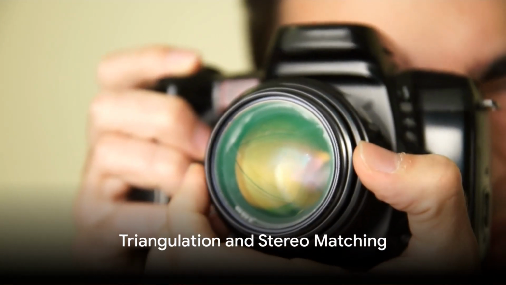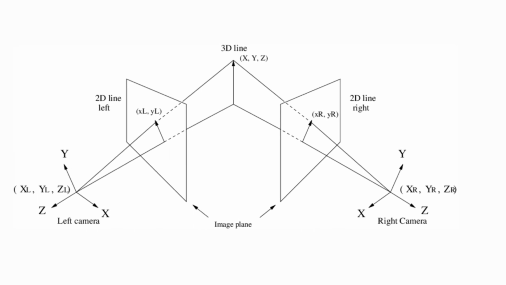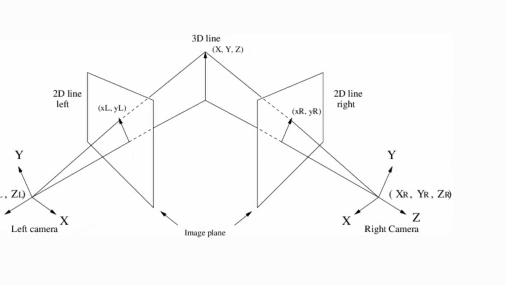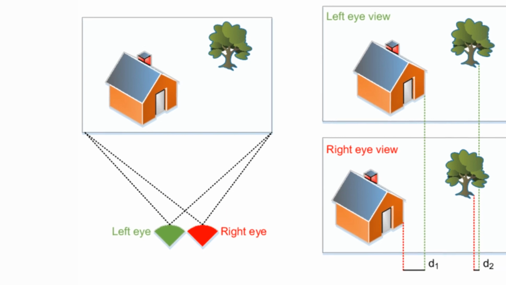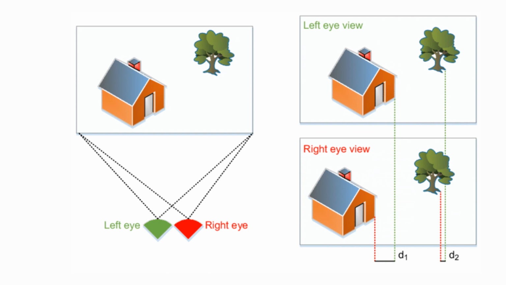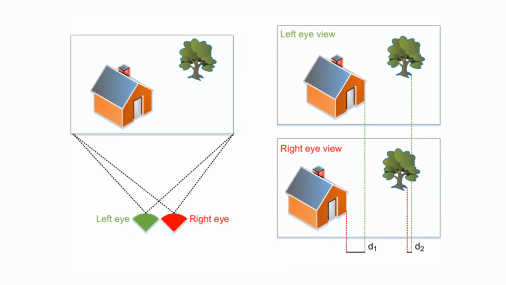Once the camera is calibrated, the next step is triangulation. This process uses the known positions and angles of the two cameras to estimate the location of points in the scene. Then comes the task of stereo matching, which involves finding disparities or differences between the two images. This is done using a technique called template matching.